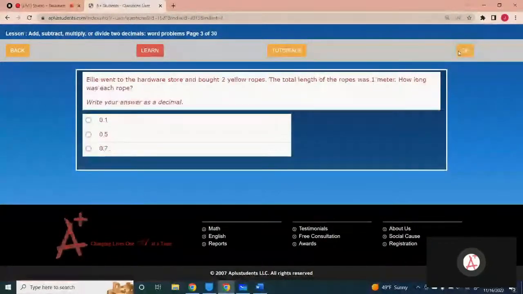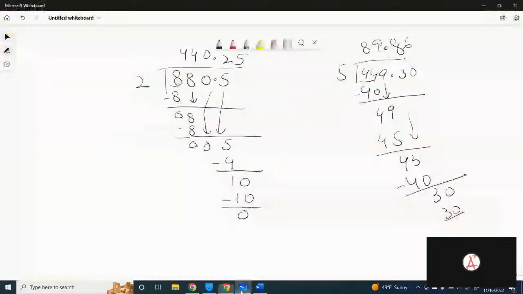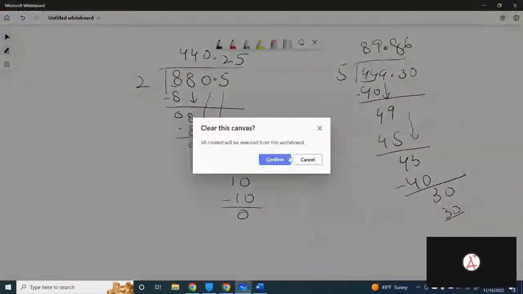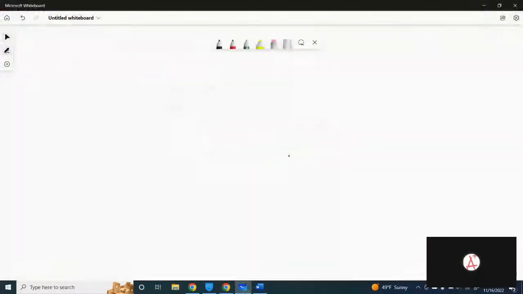Okay, the next one is Ali went to the hardware store and bought 2 yellow ropes. The total length of rope was 1 meter. How long was each rope? So the length of both of them is 1. You have to divide 1 by 2. So the answer would be, here you have to divide it. You cannot divide a smaller number by the greater one, so you must put a decimal point and add a 0. Got it? 2 times what number is 10?